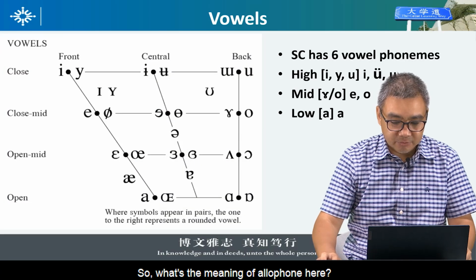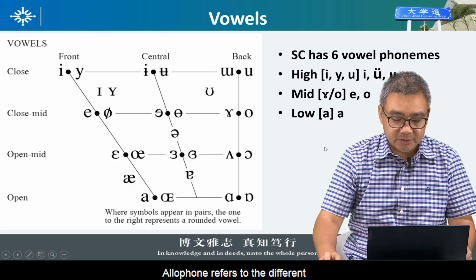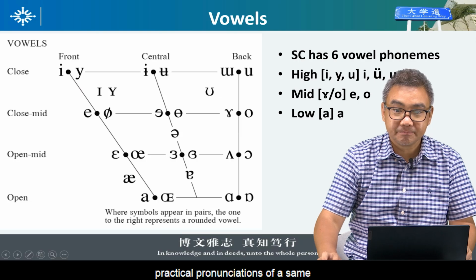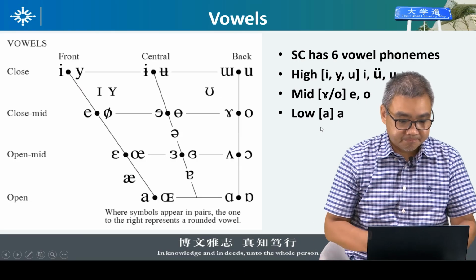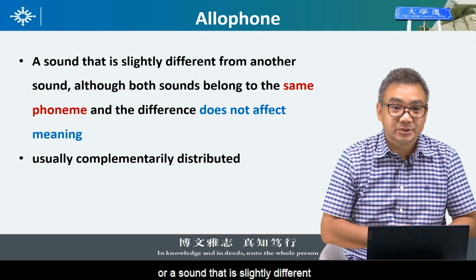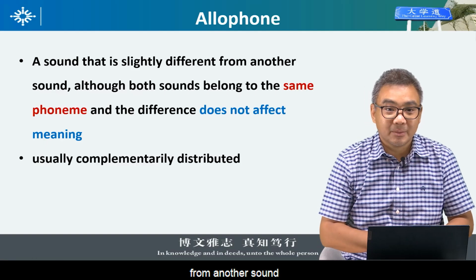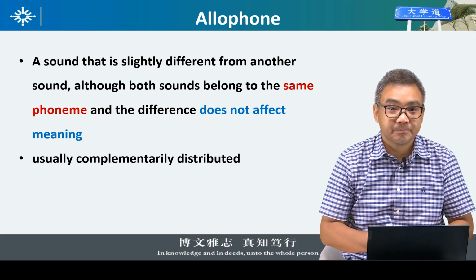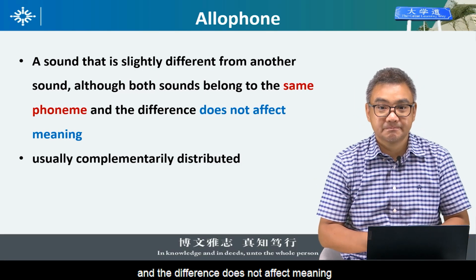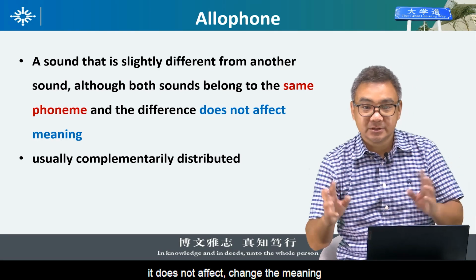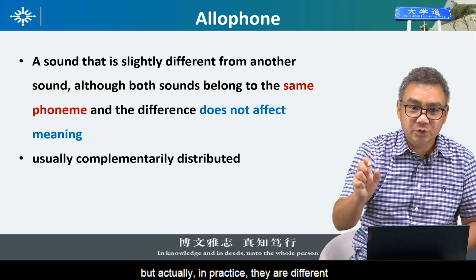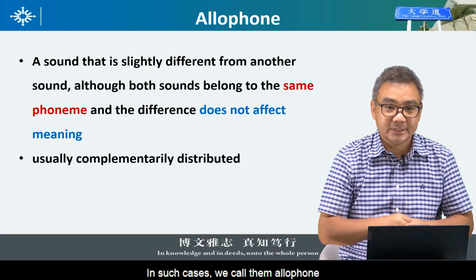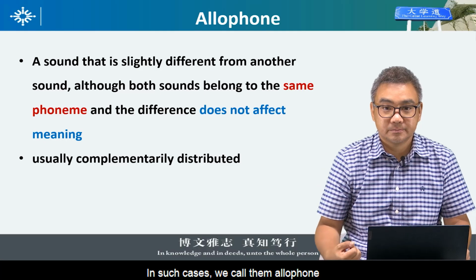So what's the meaning of allophone here? Allophone refers to the different practical pronunciation of the same phoneme, or a sound that is slightly different from another sound, although both sounds belong to the same phoneme, and the difference does not affect the meaning. As I mentioned, they do not change the meaning, okay, but actually in practice they are different, slightly. In such cases, we call them allophones.